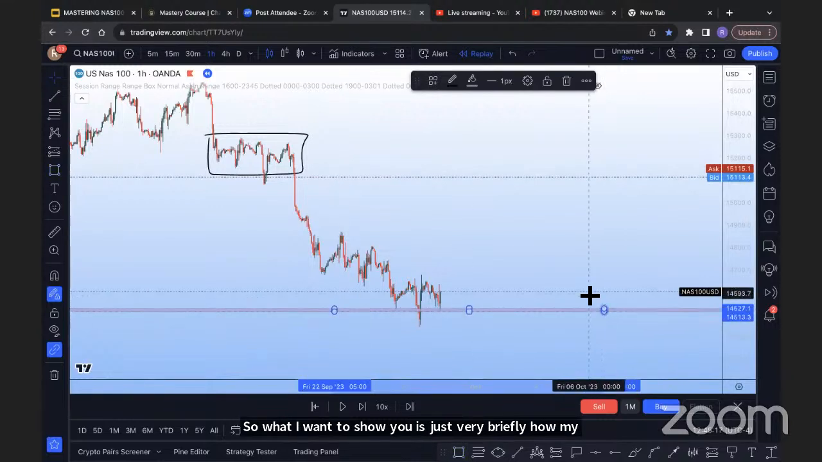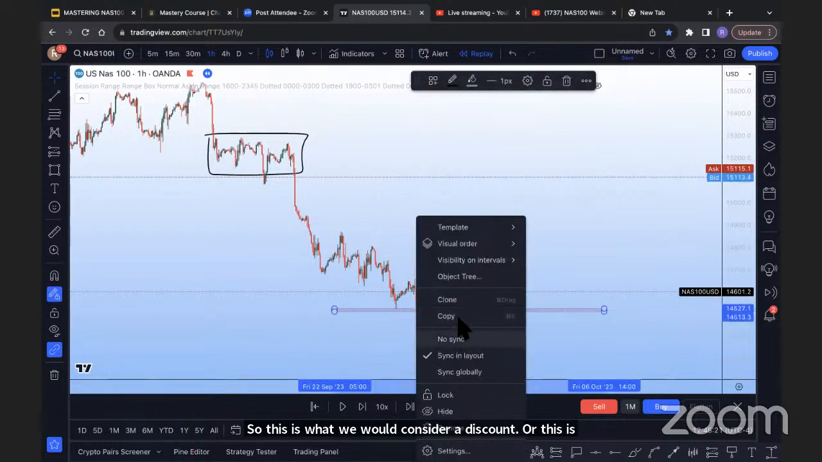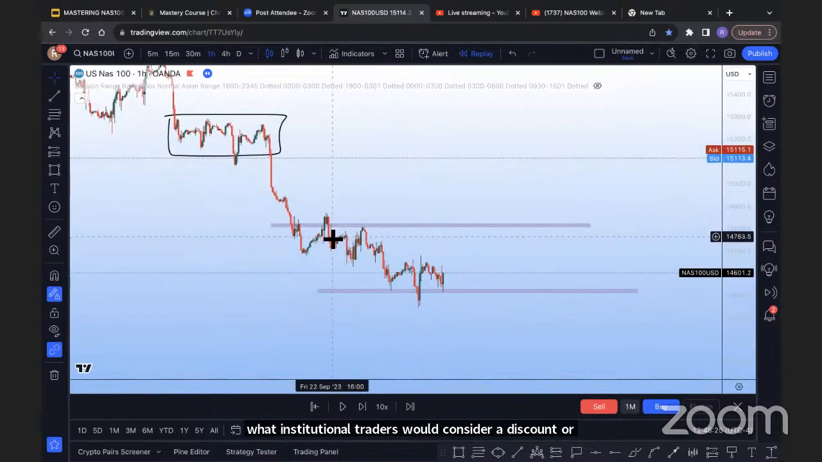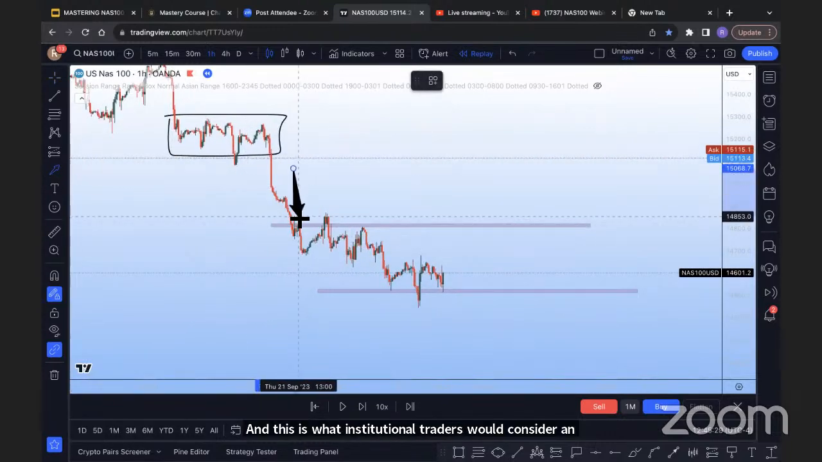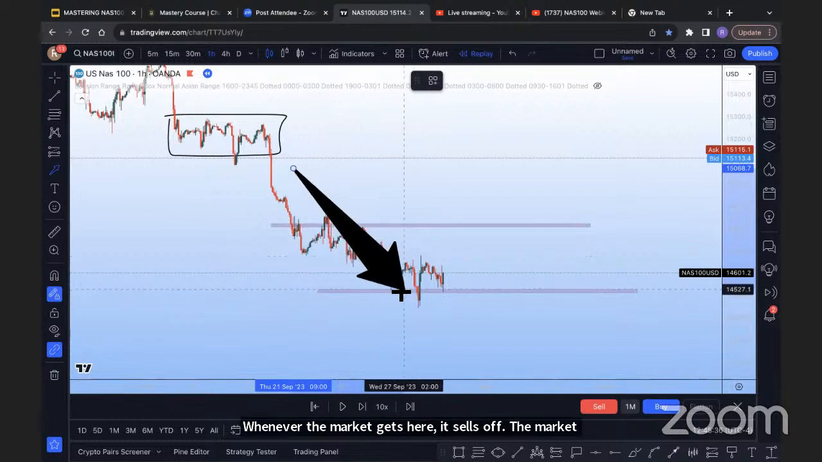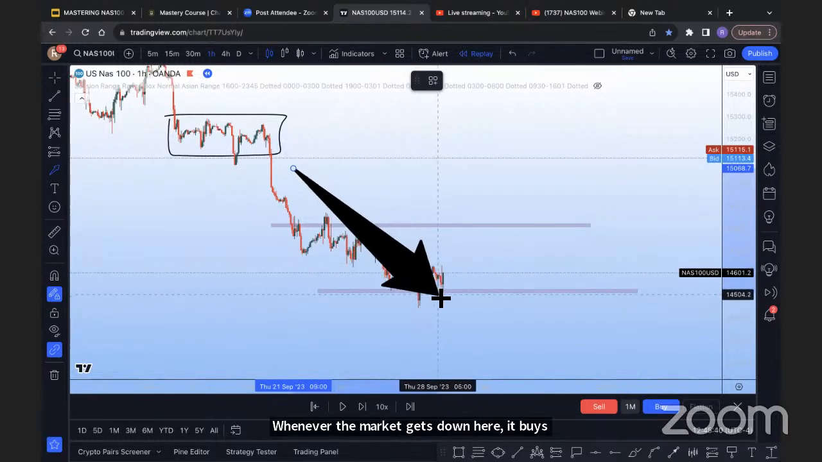This is what institutional traders would consider a discount, or a cheap price. And this is what institutional traders would consider an expensive price. Why? Because whenever the market gets here, it sells off. Whenever the market gets here, it sells off. Whenever the market gets down here, it buys up.